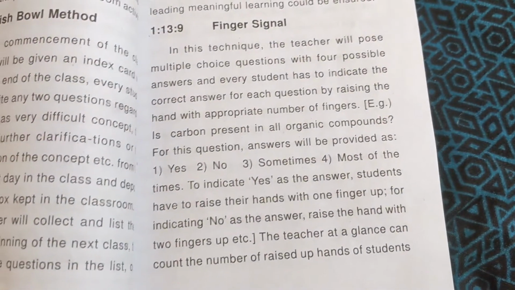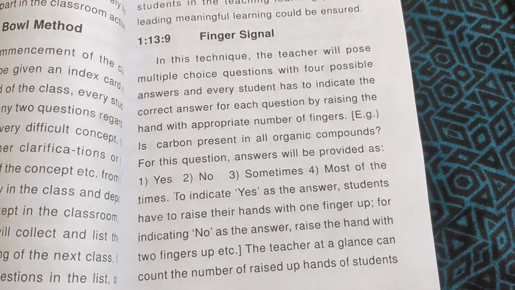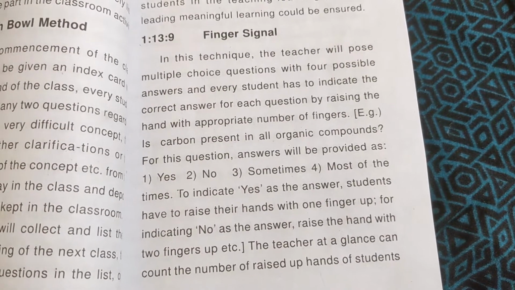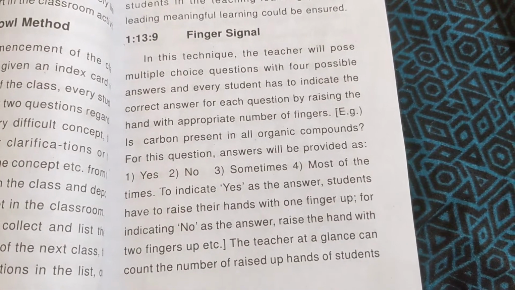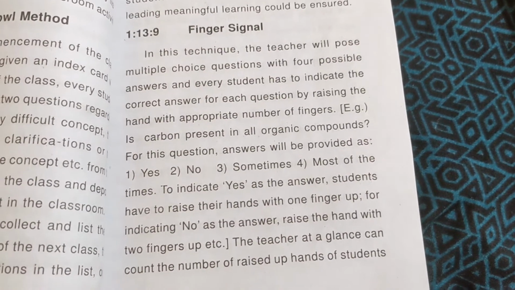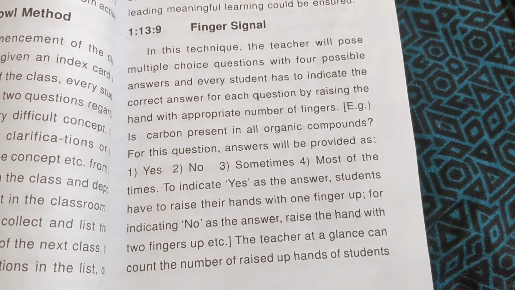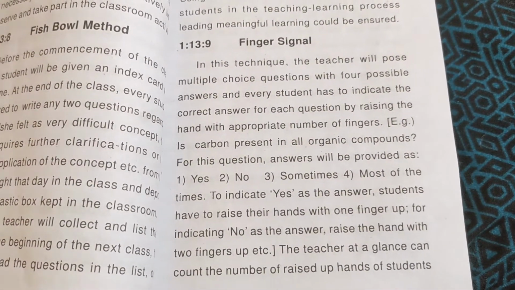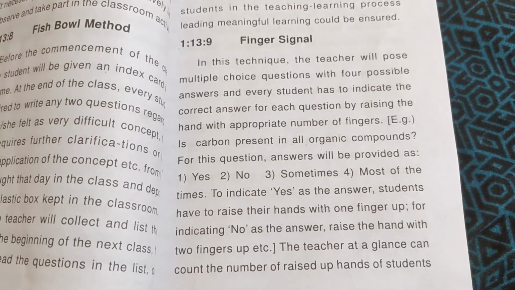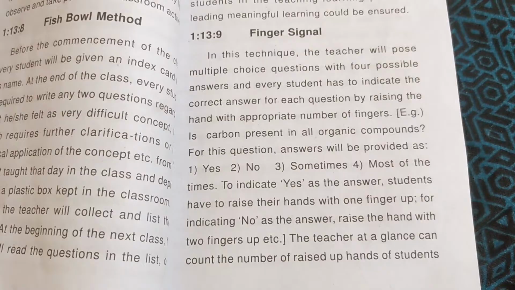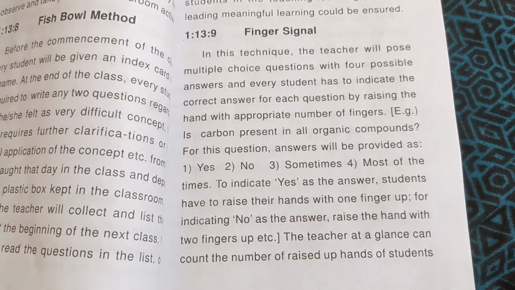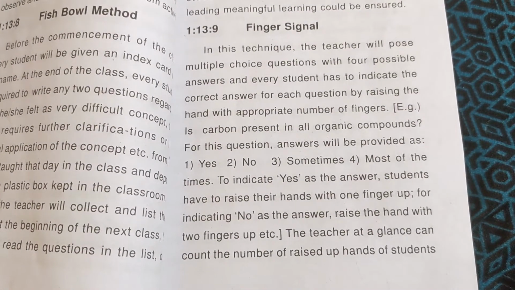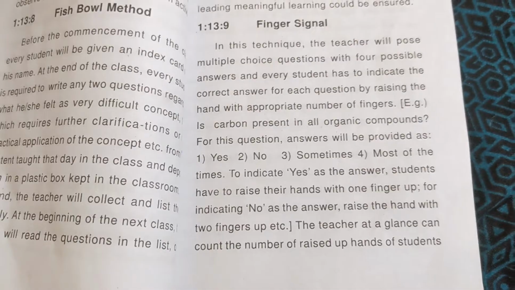Now, for example, is carbon present in all organic compounds? This is the question and 4 options will be given. The first option is yes, second option is no, third option is sometimes, and fourth option is most of the times. So if the student feels the first option is right, the student will raise one finger on top. If the student feels the second option is right, the student will raise 2 fingers. If the third option is right, the student will show 3 fingers. If the fourth option is right, the student will raise 4 fingers.